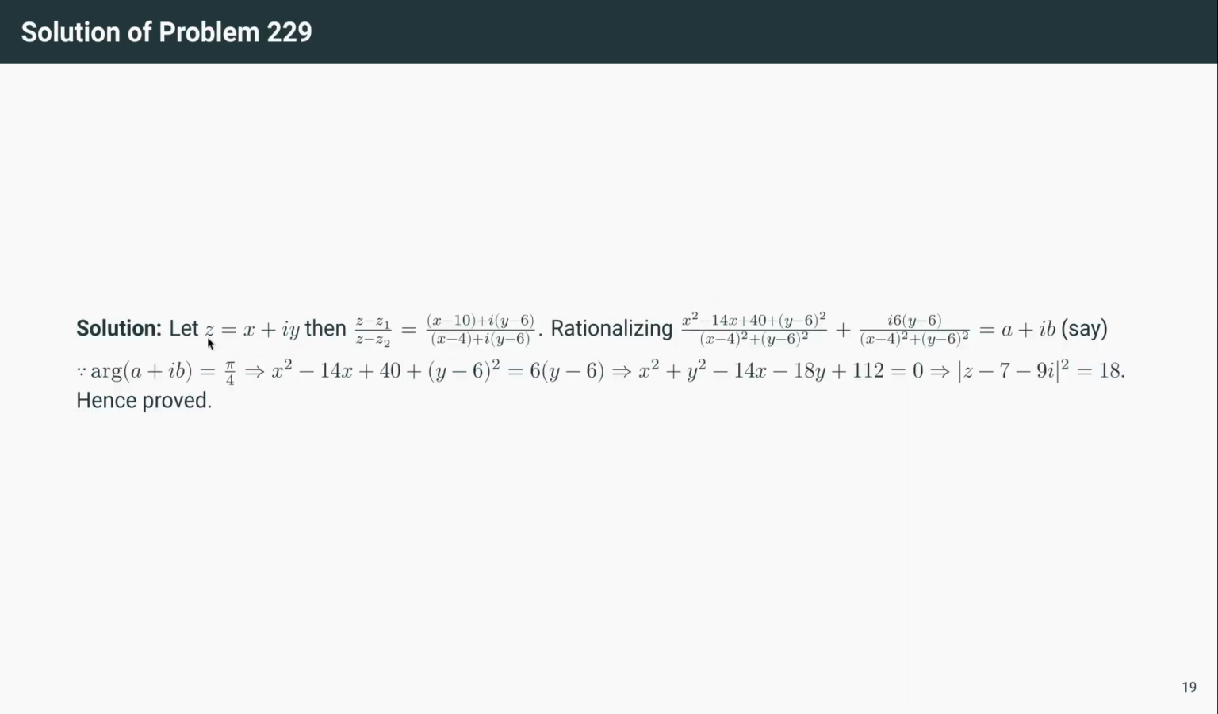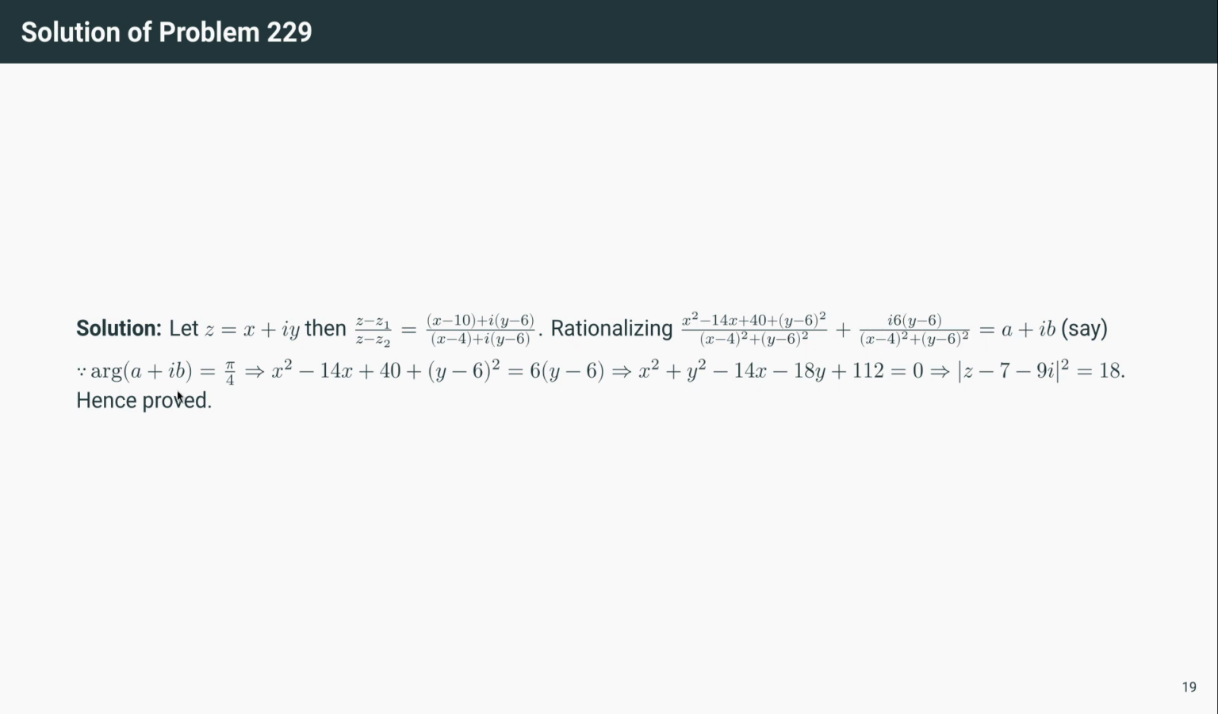So we are given that z is equal to x plus iy. So we write (z minus z1) by (z minus z2). It will be (x minus 10 plus iy minus 6) divided by (x minus 4 plus iy minus 6). Now we rationalize, that is we multiply and divide by x minus 4 minus i(y minus 6). The denominator will become (x minus 4) whole square plus (y minus 6) whole square. And we have the numerator as computed, which we let as a plus ib.